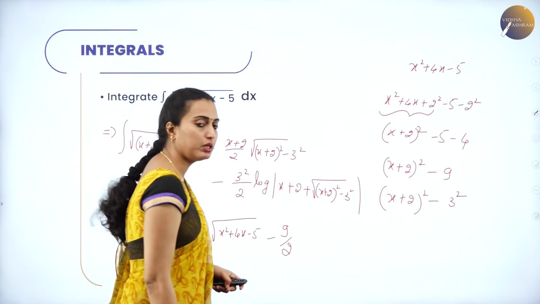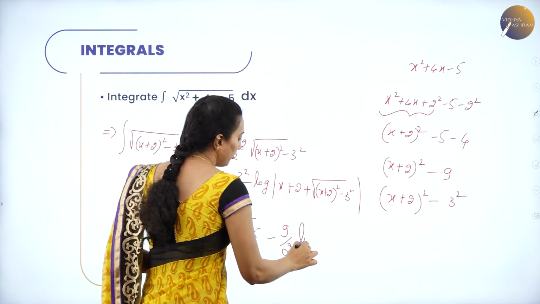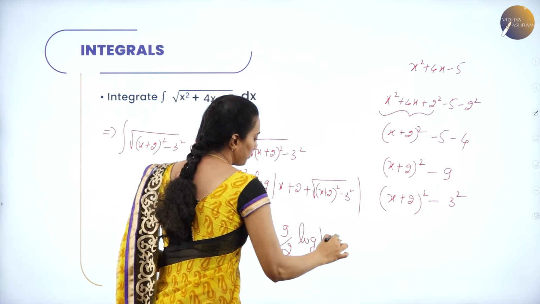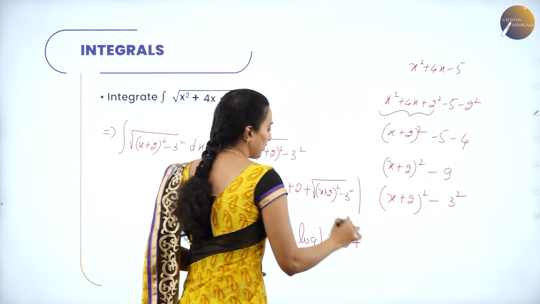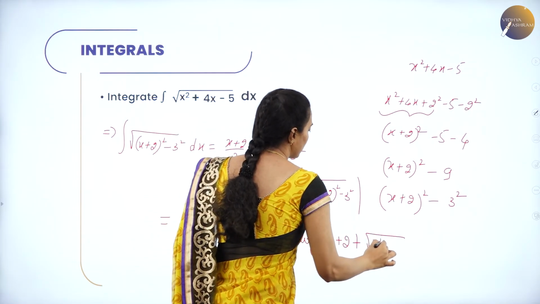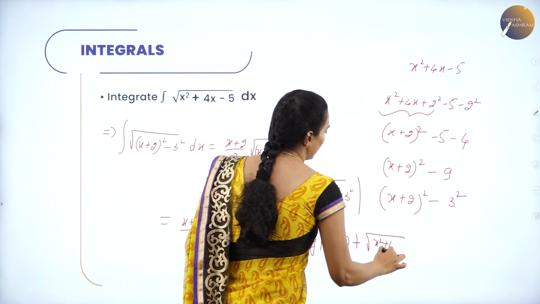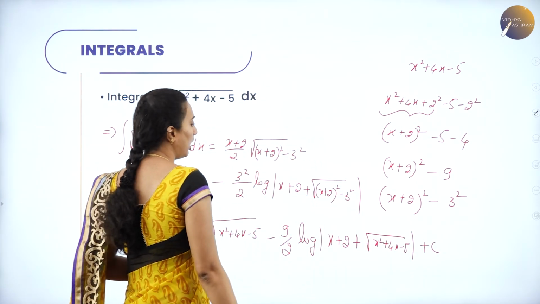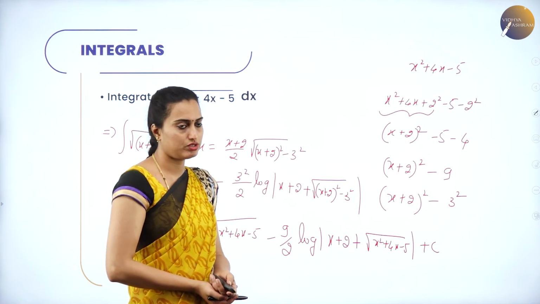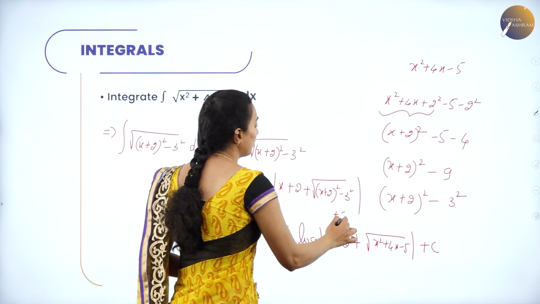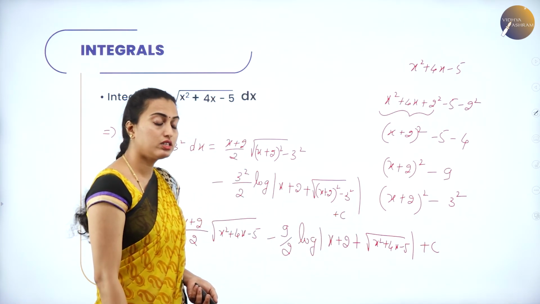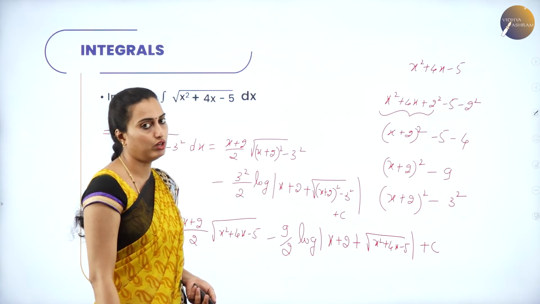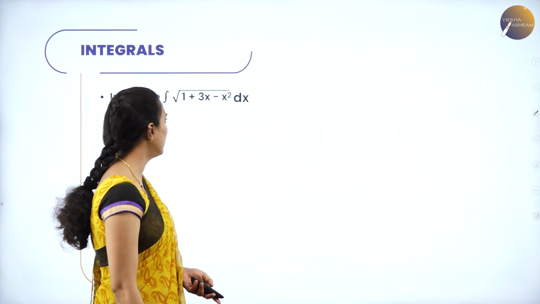Which is minus 9 by 2 into log of modulus of x plus 2 plus, this will become under the root x squared plus 4x minus 5, plus c, right? So this is your answer. You are going to get it as such, students. I hope you understood this one, how to get the solution according to the formula. Okay. Now we'll be moving on to the next problem.